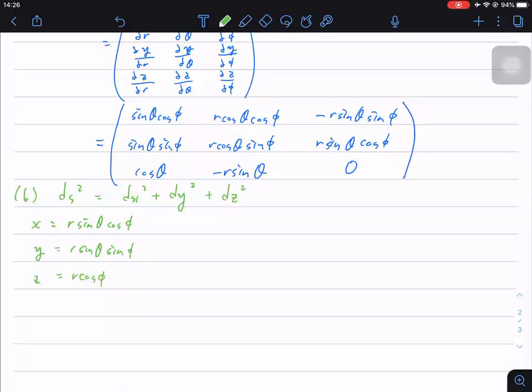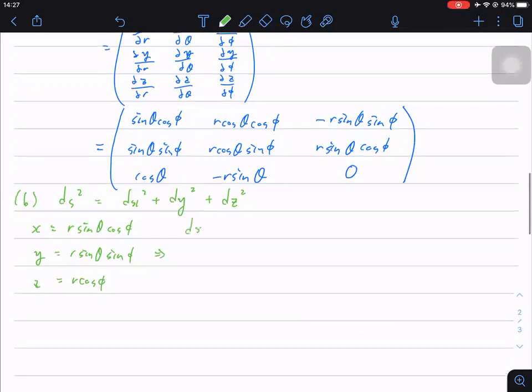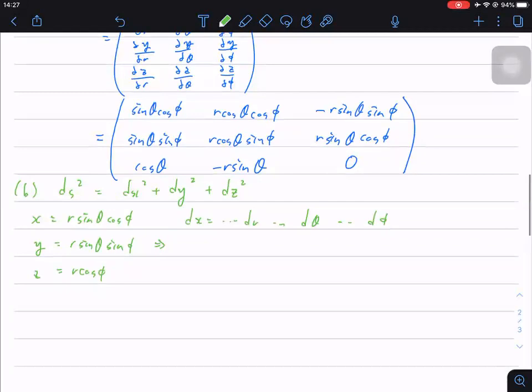And take the partial derivative and use the product rule. So we have dx equals blah blah blah dr, blah blah blah d theta d phi, etc. And then substitute this into the quadratic line element of Cartesian coordinates, and you can obtain the quadratic line element in spherical coordinates. So, well, how about let me do it once for you.